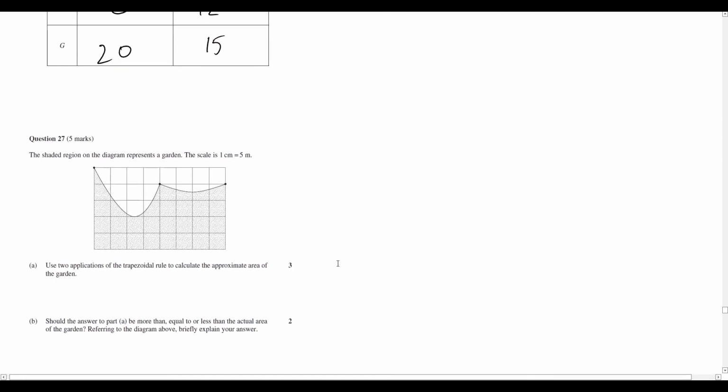All right, question 27. So the shaded region on the diagram represents a garden. The scale is 1 centimeter equals 5 meters. So it says, use 2 applications of the trapezoidal rule to calculate the approximate area of the garden. Should the answer to part A be more than, equal to, or less than the actual area of the garden, referring to the diagram above? Briefly explain your answer.